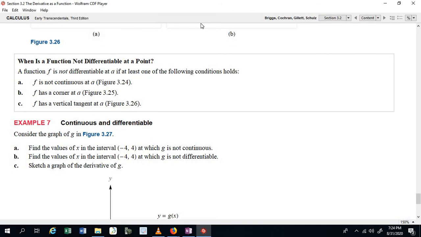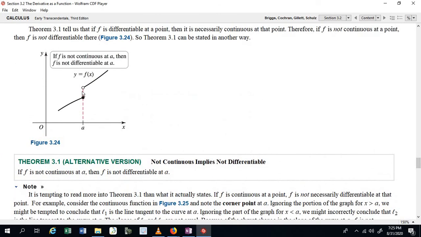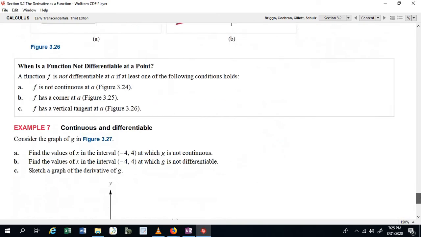Okay, and so it might be worth considering when a function is not differentiable at A. A function is not differentiable at A if at least one of the following conditions holds. F is not continuous at A, which we just mentioned. Here's an example of that, right? If f is not continuous at A, then it's not differentiable at A. So that's one possibility.